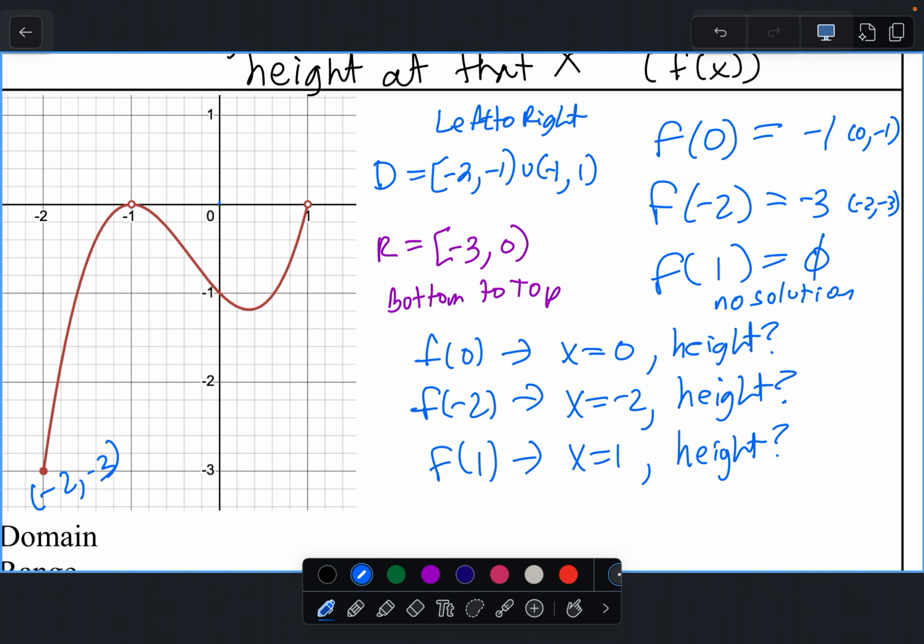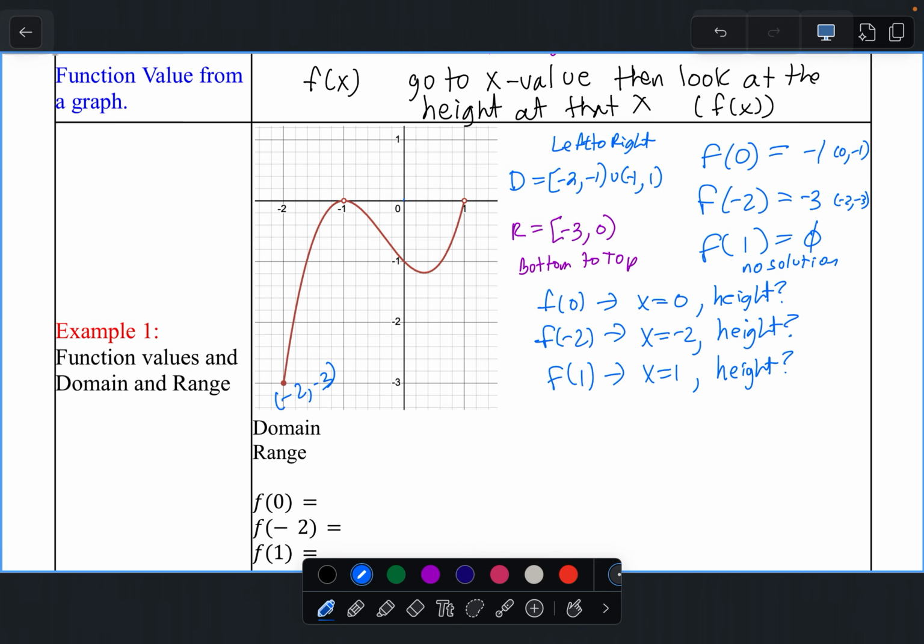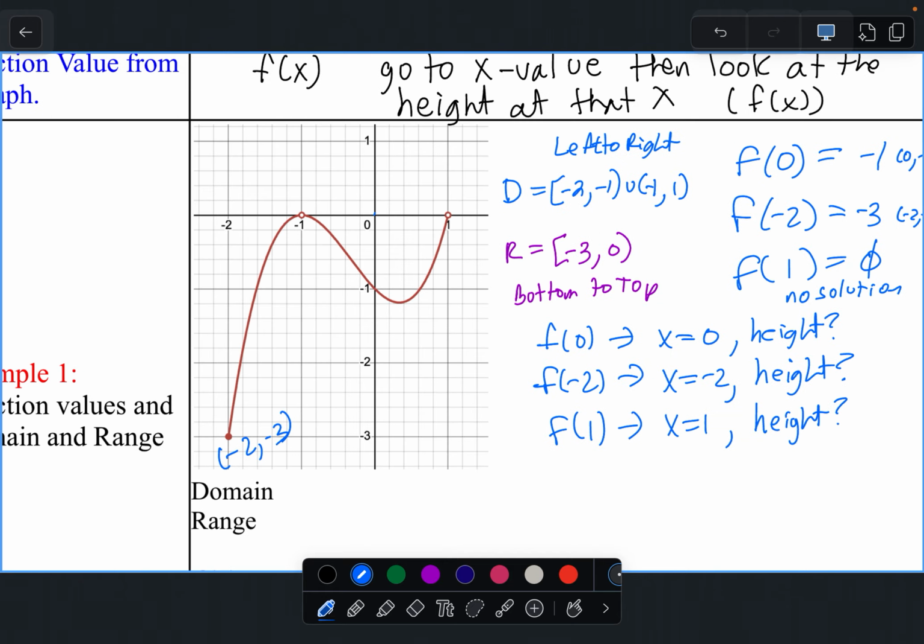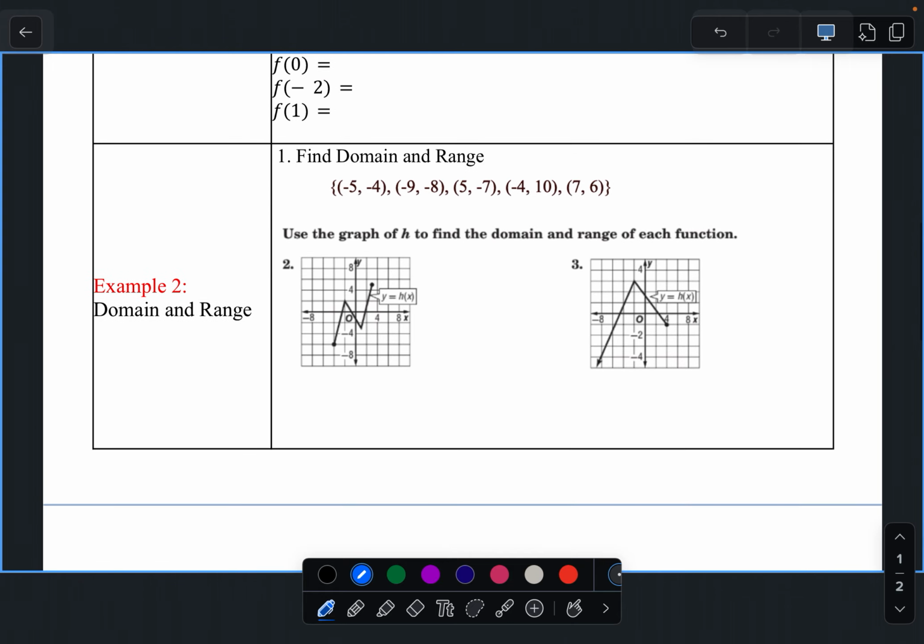That's why we can't write it in point notation, because when x is 1, we don't have a point. It doesn't exist. It just isn't a thing. Okay? So it's just a new way of thinking as you go through this process.